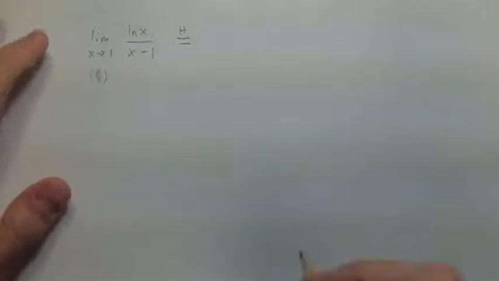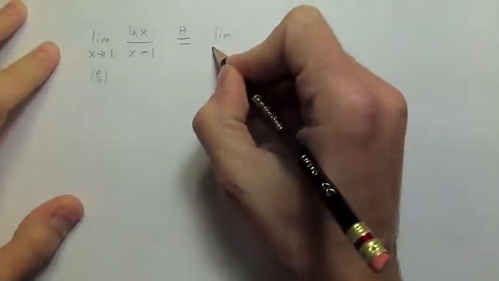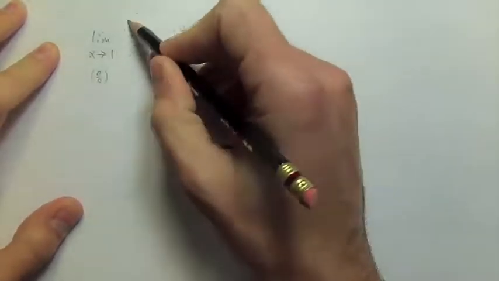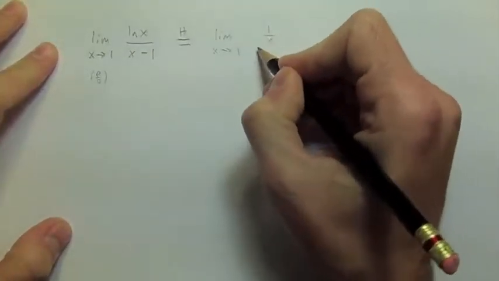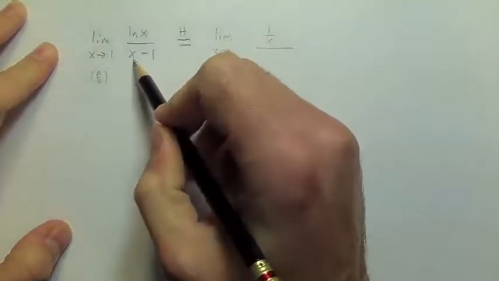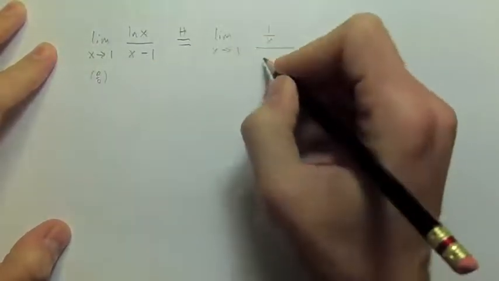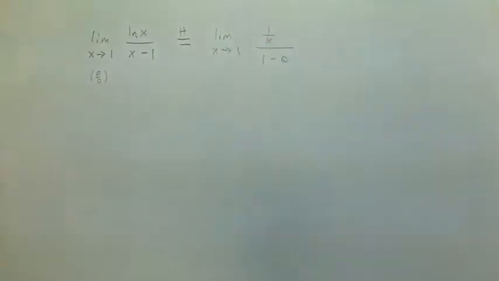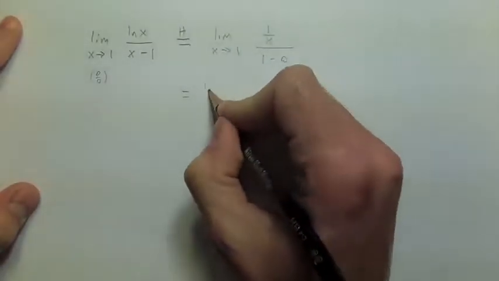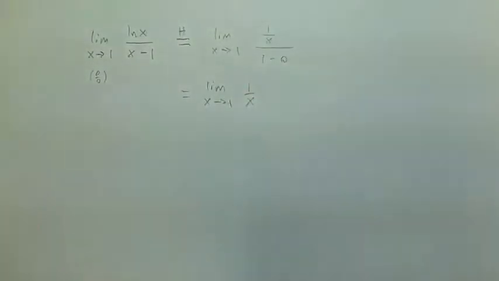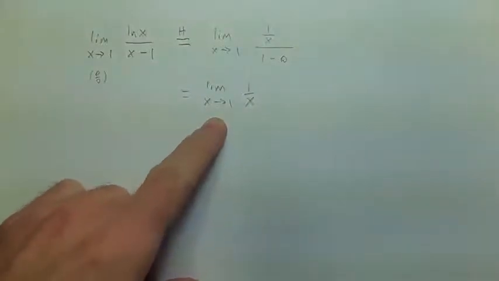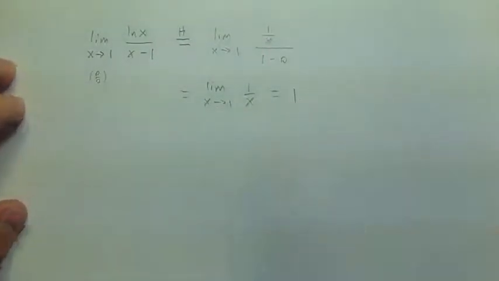But this will be the limit as x goes to 1 of the derivative of natural log of x, the derivative of the top, which is 1 over x, and the derivative of x minus 1, which is 1 minus 0. I wrote it out very explicitly here so you can see what I'm doing, but typically you would just do 1 over x over 1. And this is just the limit as x goes to 1 of 1 over x. Now we can actually take this limit. This limit is simply 1.